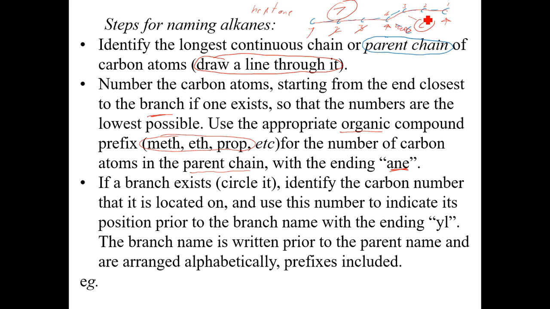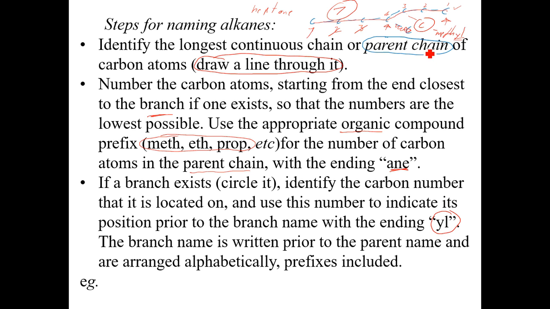But we also have a branch that we need to deal with. If a branch does exist, and that's what I just circled, identify the carbon number that it's located on. It's located on carbon number 3. Again, we're starting to count from the carbon in the parent chain that's closest to that branch, that's our carbon number 1. We're going to use this number to indicate where the branch is. Whenever you have branches, we change the ending to YL. This is a 1-carbon branch, which is a meth branch, but we're going to change the ending to YL because it is a branch.